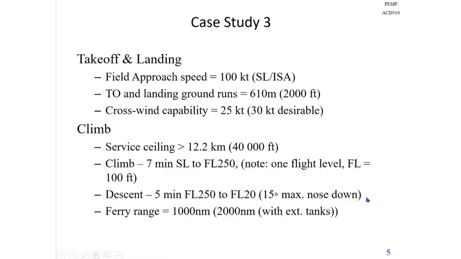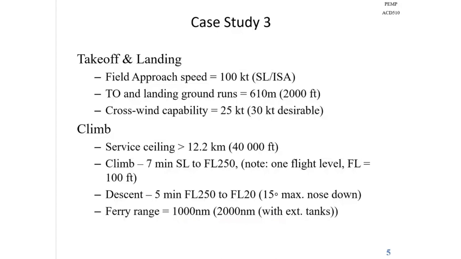Ferry range means it's not returning to the starting point. The aircraft goes from point A to point B. Radius of action means it goes to point B and comes back. So that will be, of course, less than this. And it should also be able to carry external tanks and go to 2000 nautical miles. This is case 3.